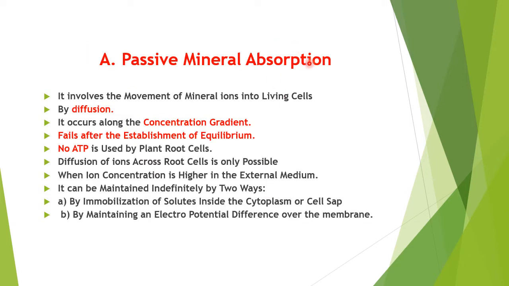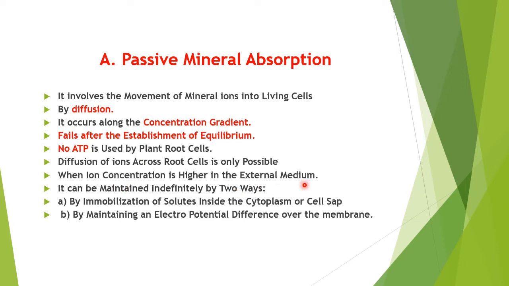Passive mineral absorption involves the movement of mineral ions into living cells by diffusion. It occurs along the concentration gradient, and it stops after the establishment of an equilibrium. Obviously, when it is as per the concentration gradient, once equilibrium is established, there will be no movement, no diffusion, and no ATP is used by plant root cells. Diffusion of ions across root cells is only possible when ion concentration is higher in the external medium.